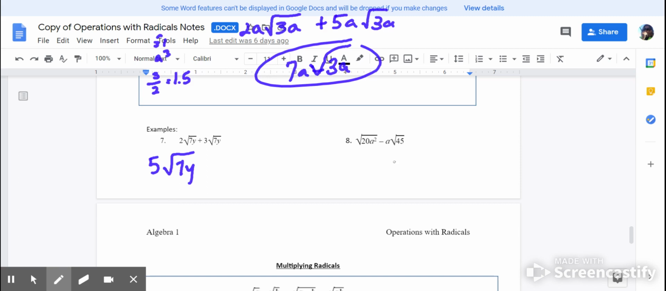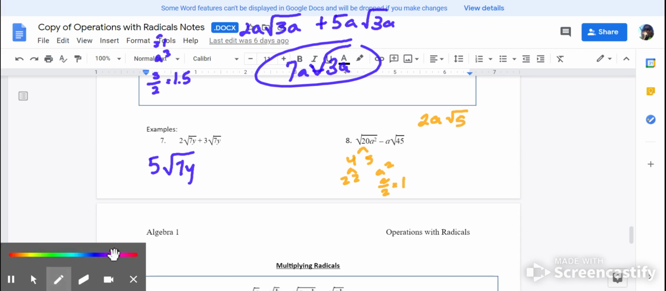Now as I look at number 8, I notice that they're not the same. So I am going to try and make them the same. The first thing to do, though, is to simplify 20, which would be 4 and 5. Factors of 4 will be 2 and 2. I also have a squared, so I'm going to take 2 and divide by 2, which will give me 1. So as I'm simplifying this, this becomes 2a on the square root of 5.